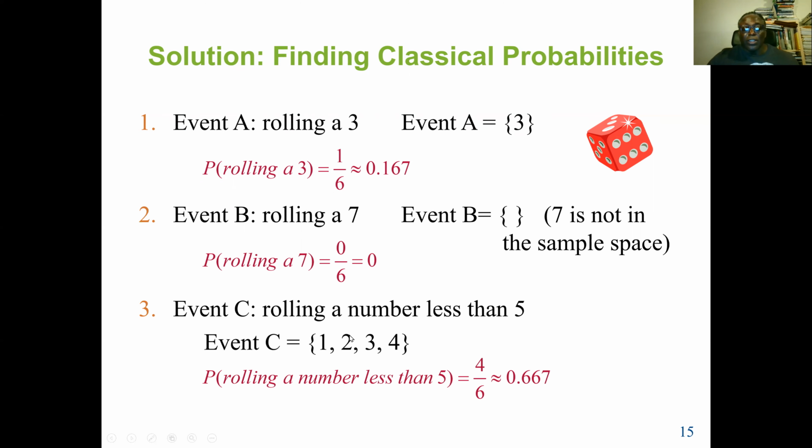Then next event C, they say rolling a number less than 5. If it's less than 5, then it will go 1, 2, 3, 4. And that's what we have here. So it will be 4 over total, which is 6.